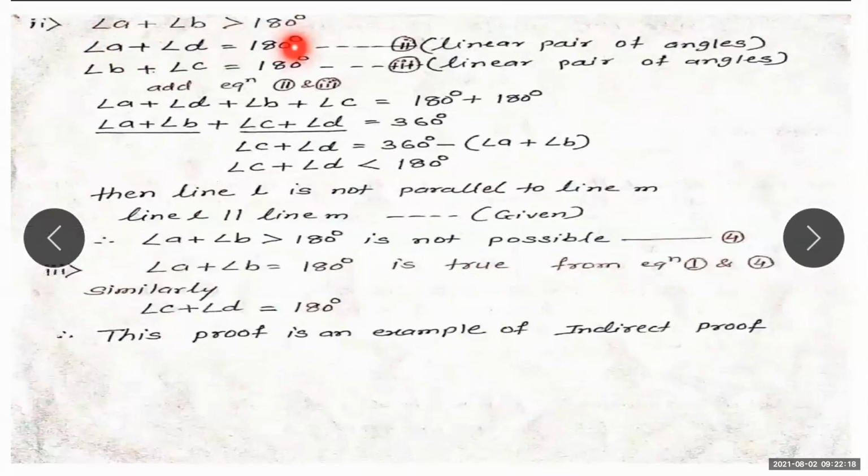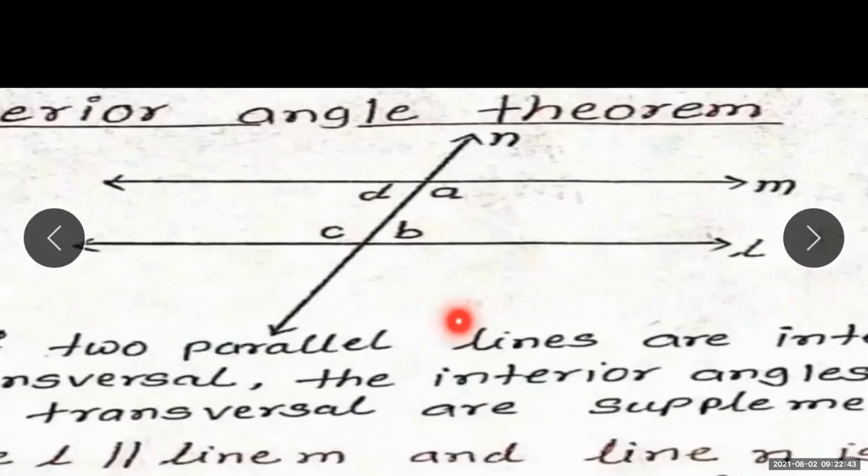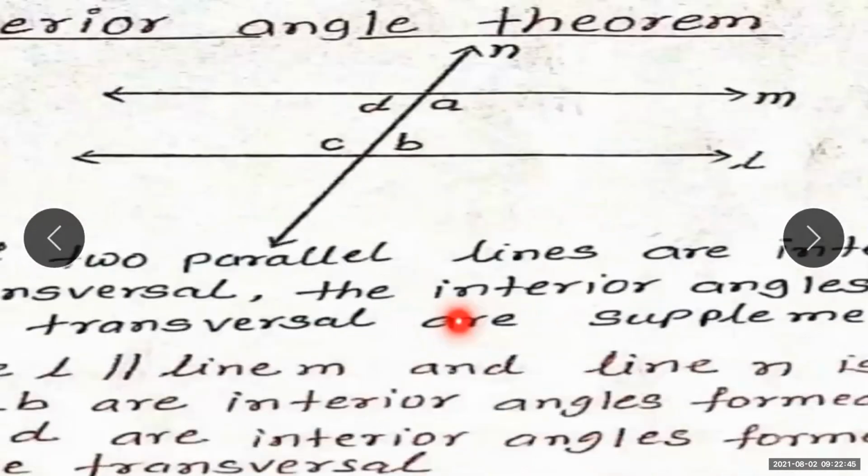Okay. Now, the second condition, that is angle A plus angle B greater than 180. If we assume this condition, then in this case, see here, angle A plus angle D equals 180 degrees. And that is a linear pair of angles. Angle A plus angle D. See in the diagram, angle A and angle D. It is a linear pair of angles. Okay. And we know it is supplementary, so equal to 180 degrees.